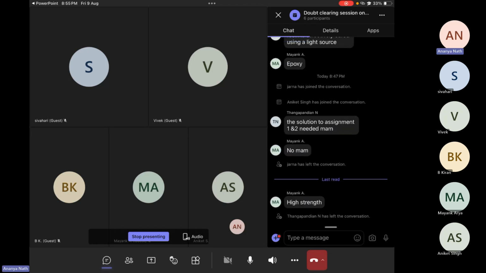Okay, so yeah, the solution to assignment 1, 2 needed. Okay, if you are talking about the solution of the week 3 quiz, then I would say that the week 3 quiz timeline is not yet done. So if you are having any doubt related to week 3, we can solve it in the next class. But if you are having a quiz related problem from week 2, then we can solve it right now.